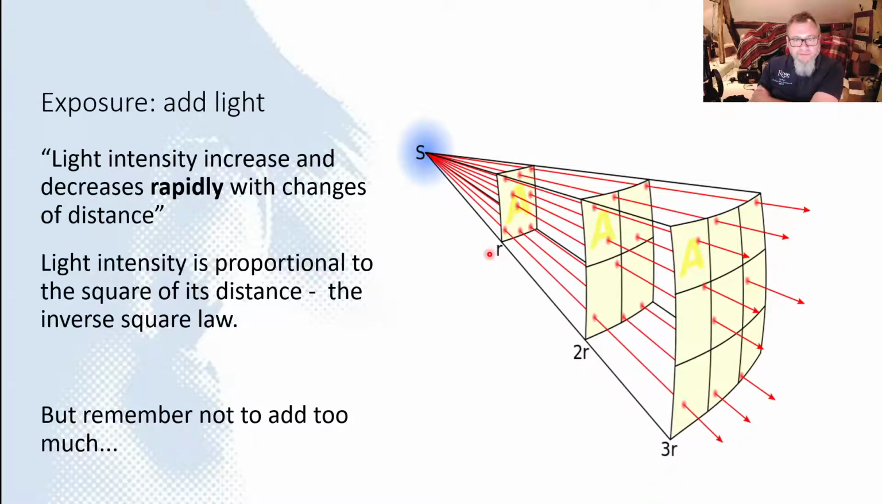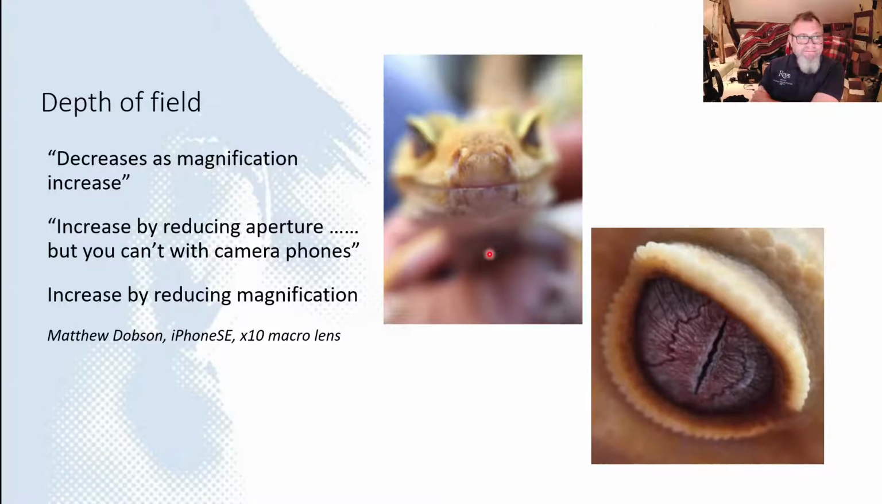But remember not to get the light too close, because you'll end up with blanching out all this information. Finally, depth of field. Depth of field is affected by magnification, and the more magnified we are, the narrower our depth of field will become. Without magnification, depth of field rarely affects our photographs with our cameras, but when we come on to talk about how we use our macro lenses, then it will become very, very important.